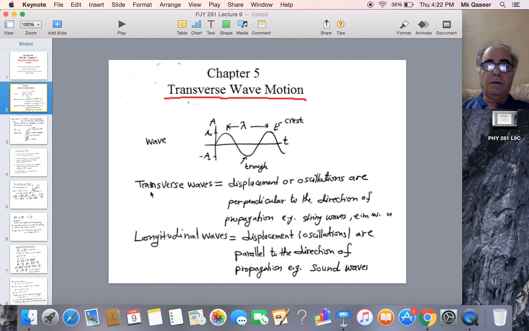What do we mean by transverse waves? That's the displacement or the oscillation of the particles are perpendicular to the direction of propagation. An example for this is the string waves we discussed in the previous chapter. Electromagnetic waves are transverse waves. There's also longitudinal waves that in this case the displacements or the oscillations of the particles are parallel to the direction of the propagation. An example of such waves is the sound waves, which is the subject of the next chapter.